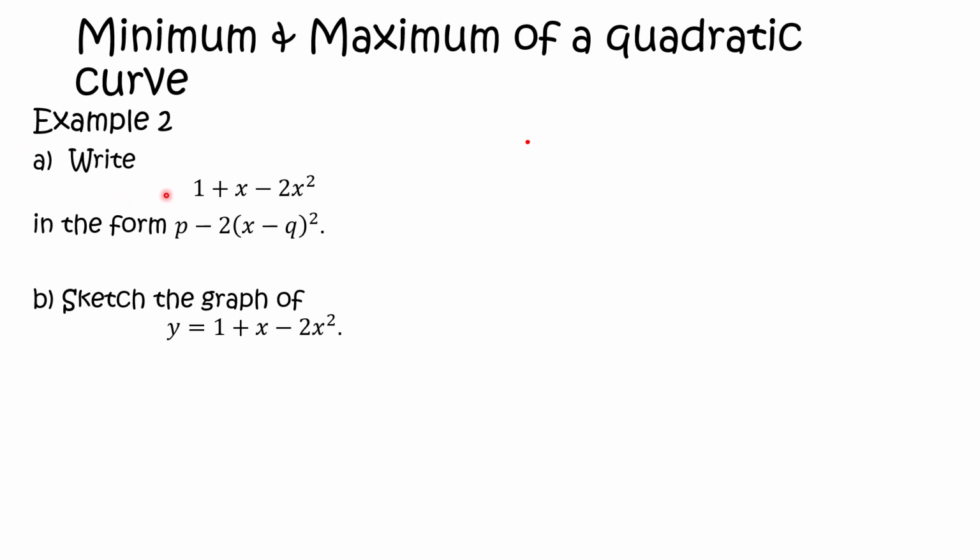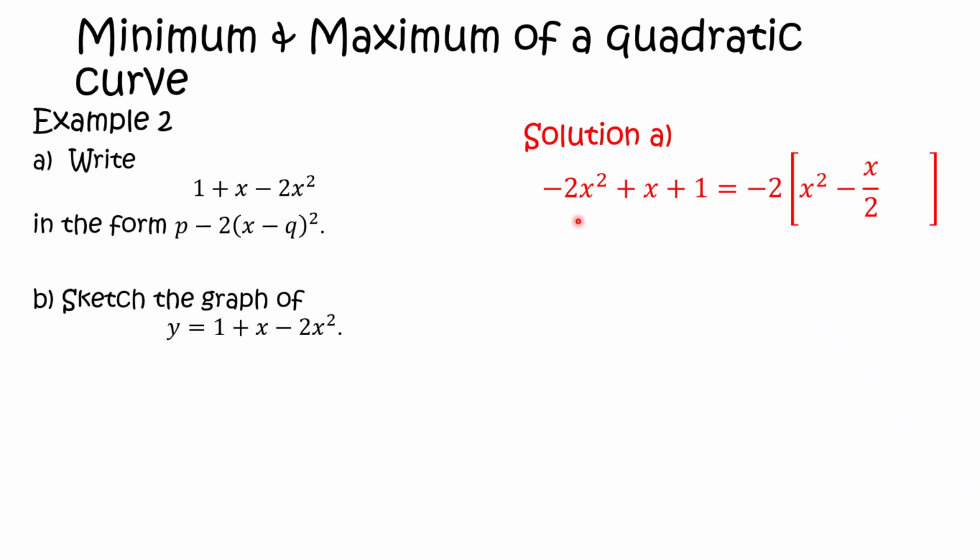Write 1 plus x minus 2x squared in the form p minus 2 times (x minus q) squared, and b, sketch the graph of y equals 1 plus x minus 2x squared. The solution for a. So we have minus 2x squared plus x plus 1, being rearranged so that we see the order of the quadratic expression that we have.